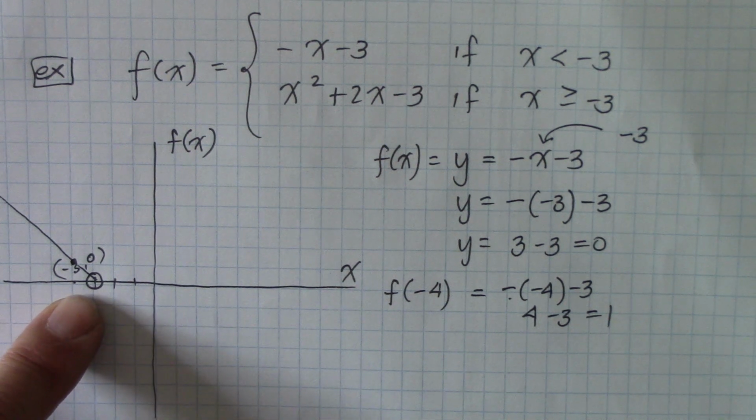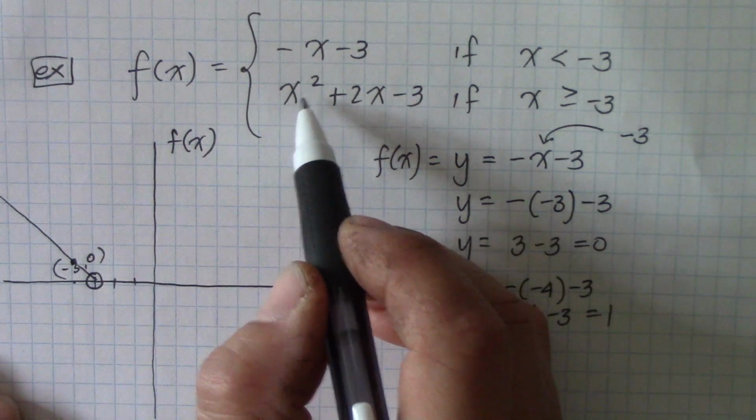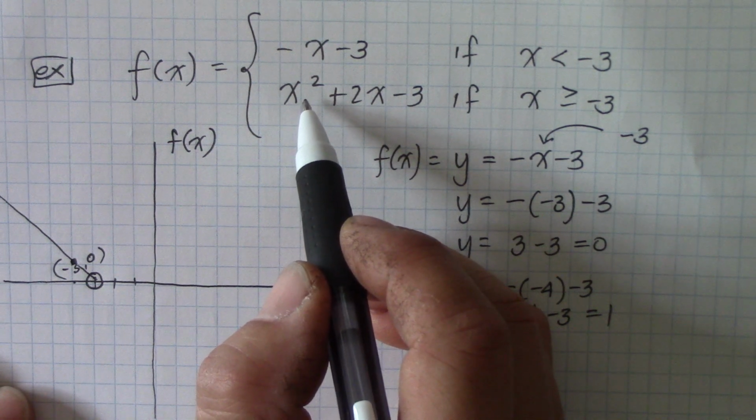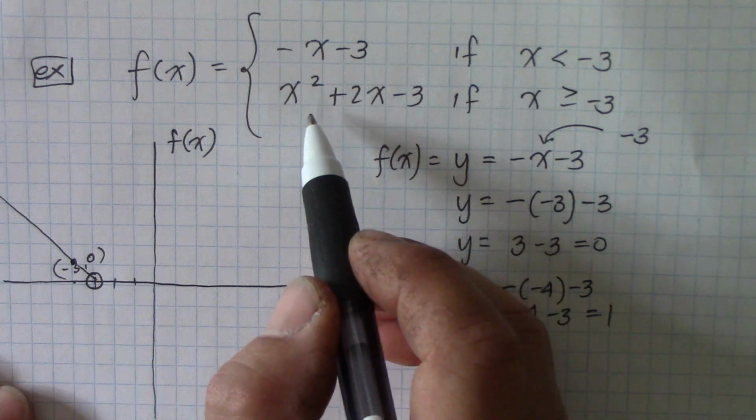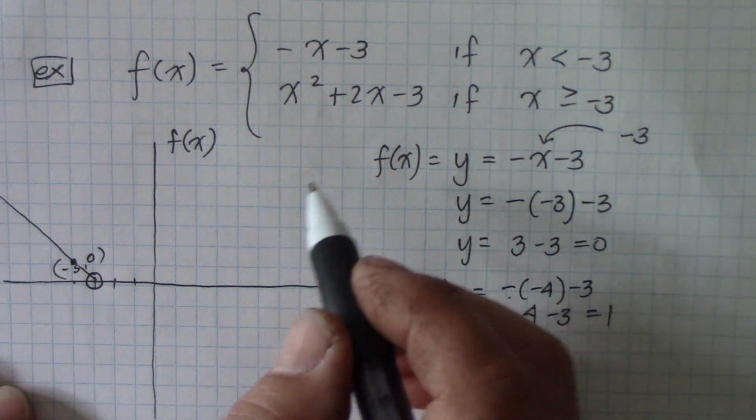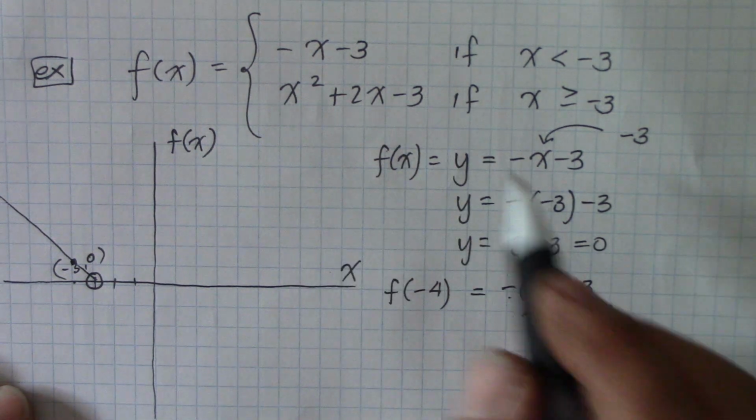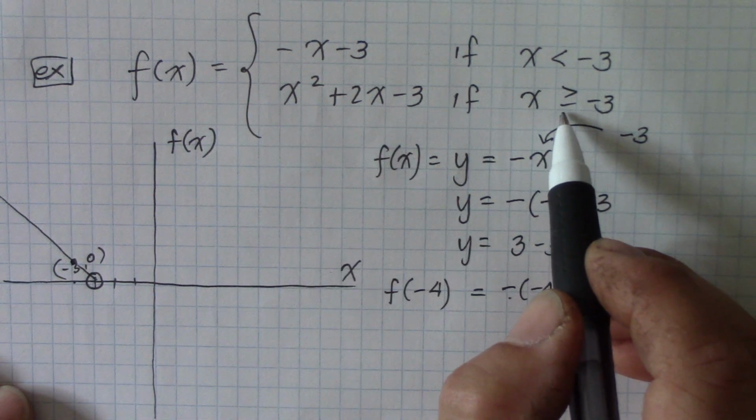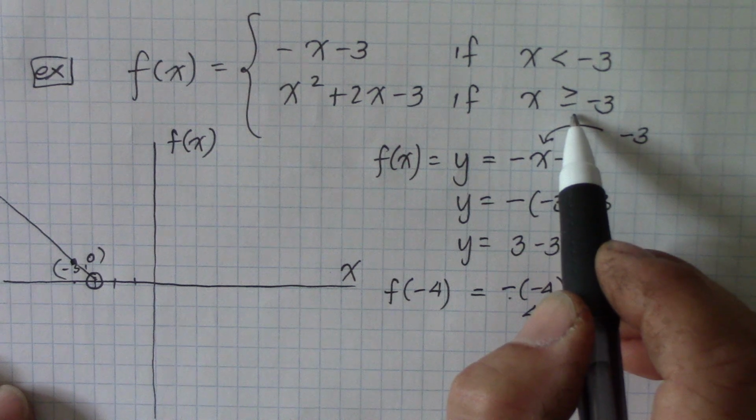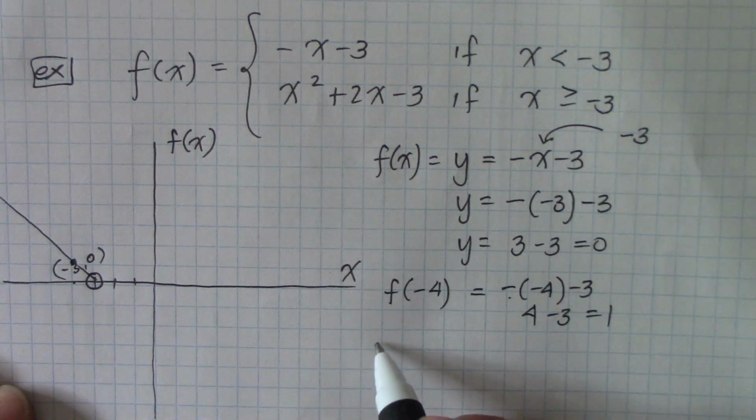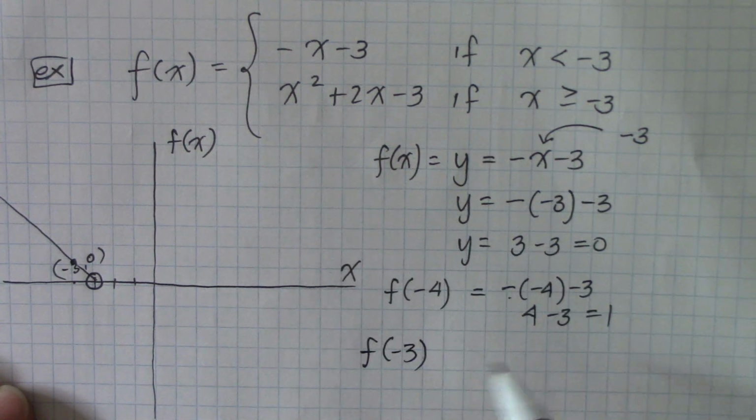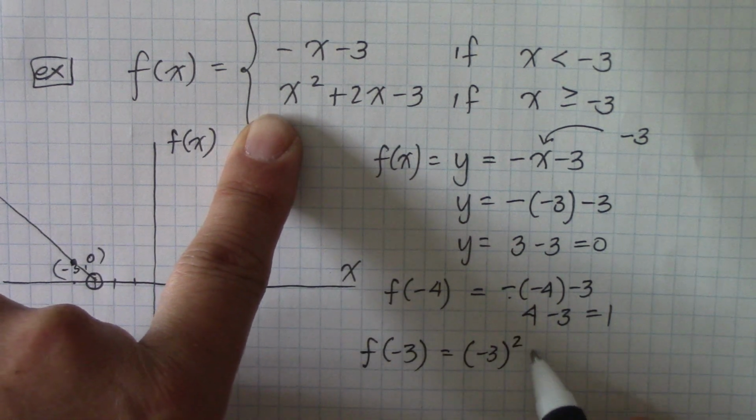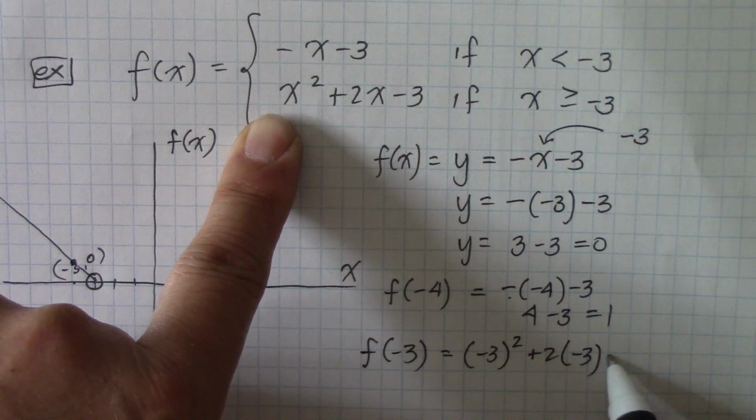All right. And now the quadratic function. Now this one is a little tricky. I strongly recommend you use some sort of graphing software to do this one. But the way we do this one is as follows. You choose whatever input you want, but you want a number that's going to be greater than or equal to negative 3. So let's put in negative 3. So f of negative 3 for this function is negative 3 squared plus 2 times negative 3 minus 3.